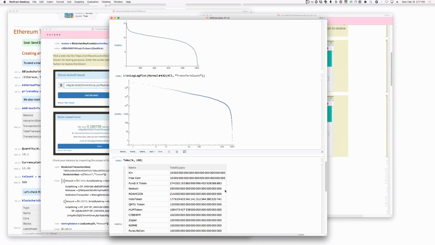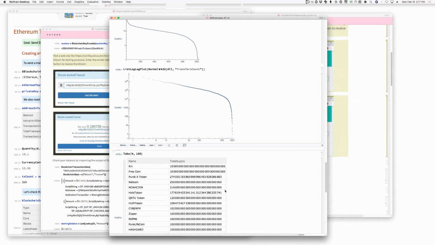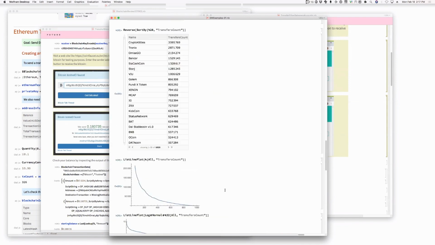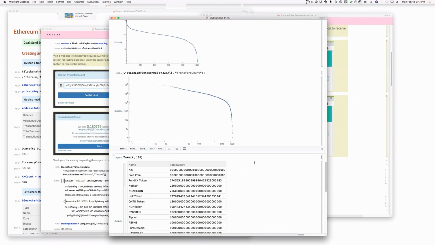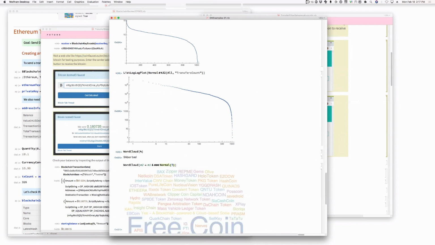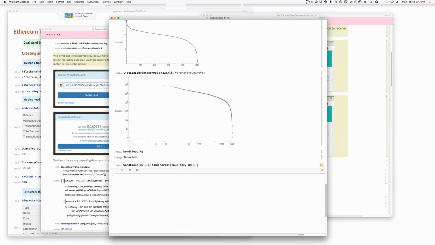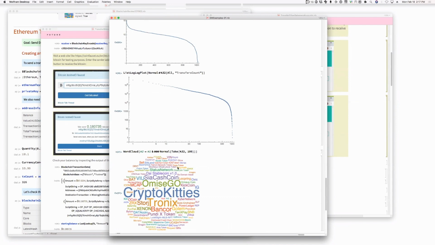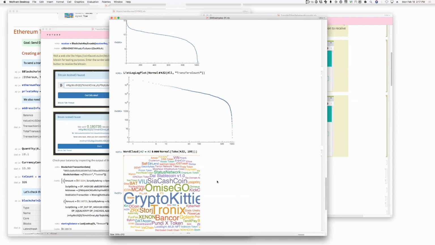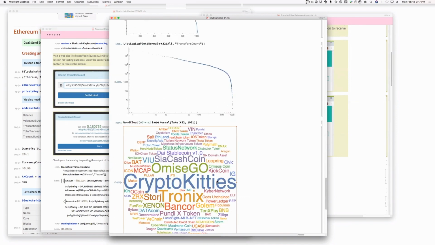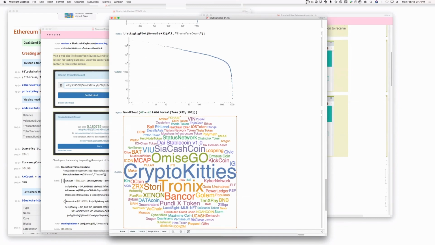But I would guess here if we were to say, let's see, take line 32, 100. This should give us a word cloud of the most popular tokens here. Yeah, okay, that's interesting. CryptoKitties. Okay, that's kind of cool.